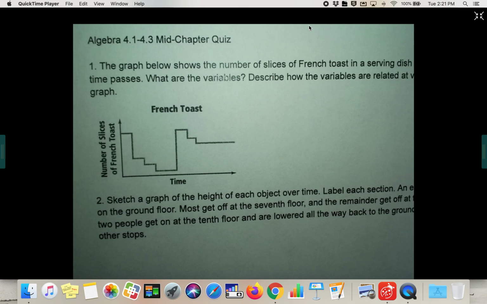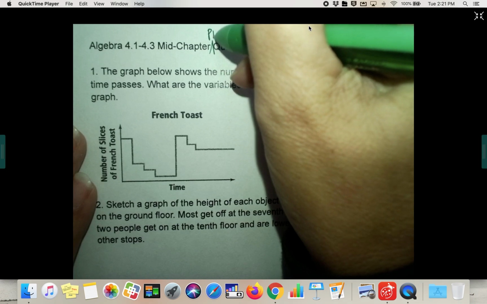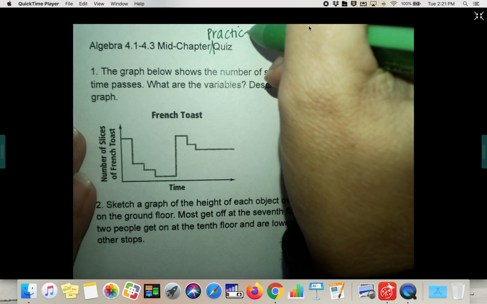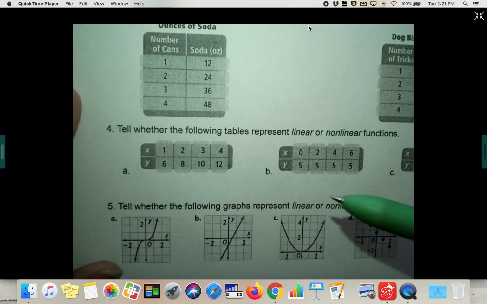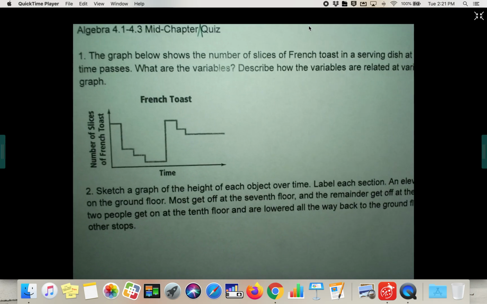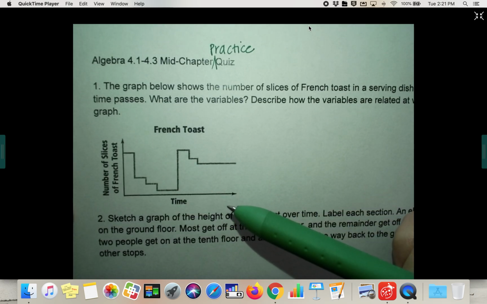Your 4.1 to 4.3 Algebra mid-chapter practice quiz. This should have said practice. We're doing, let's see, about 5 questions, mainly on nonlinear and linear functions, but let's look at also situations.